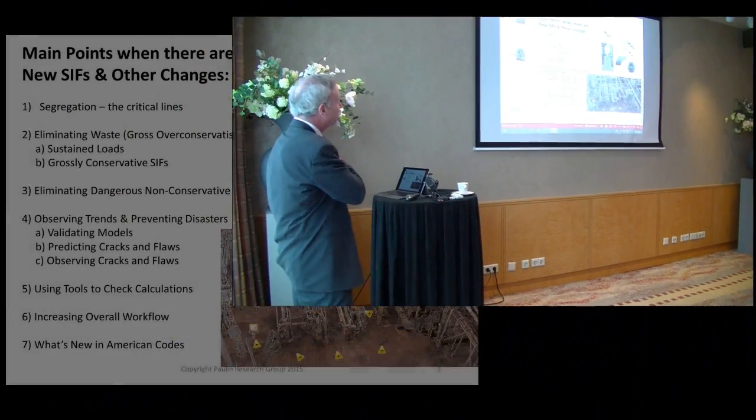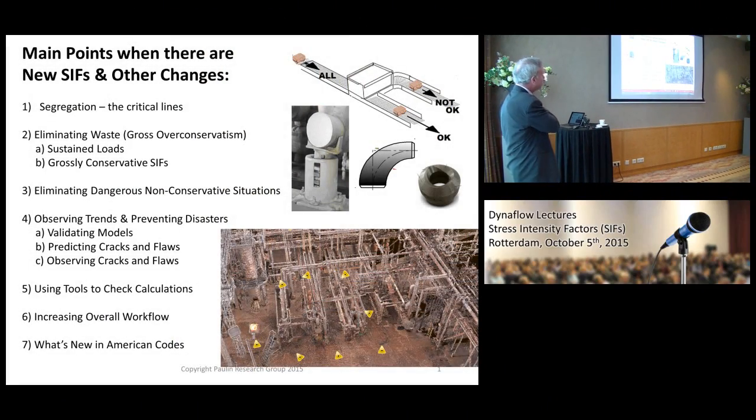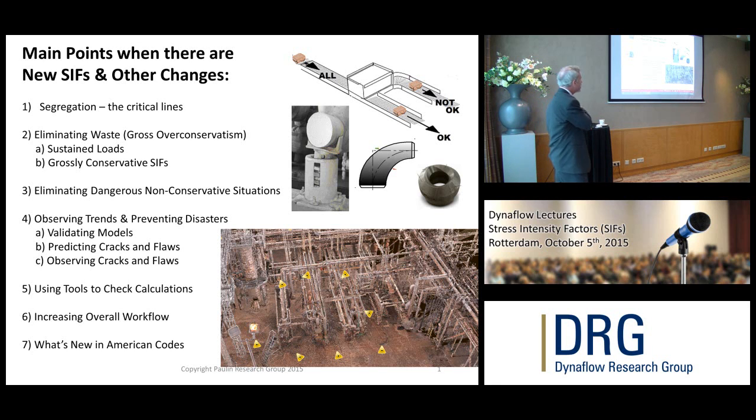So the main points of the conversation are, as Niels said, new SIFs and other changes in the code. What we'll see is that there will hopefully be a segregation. With new SIFs, we've got a new approach to pipe stress a little bit. We'll have to segregate the critical lines from not critical lines, or into things where we can make mistakes and it's not a problem, and things where we really can't make mistakes. So there are places where it's okay to mess up and things where it's not okay to mess up.